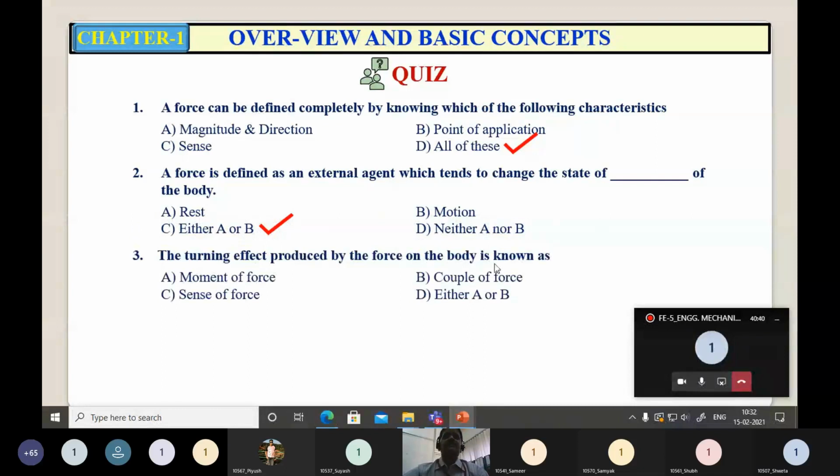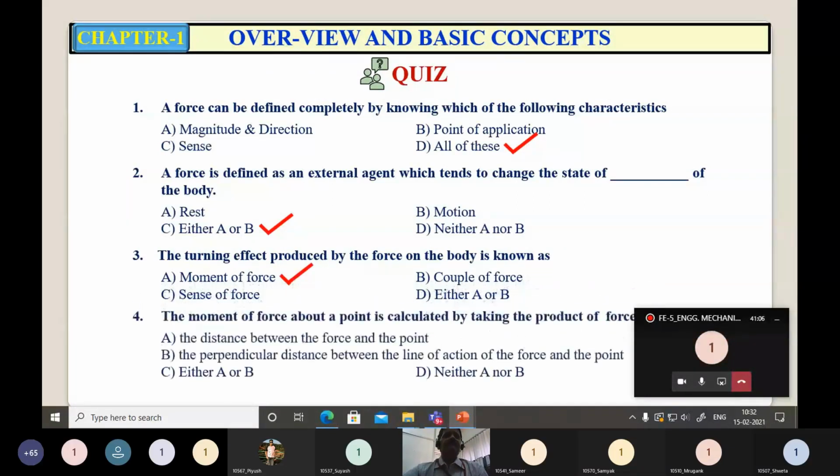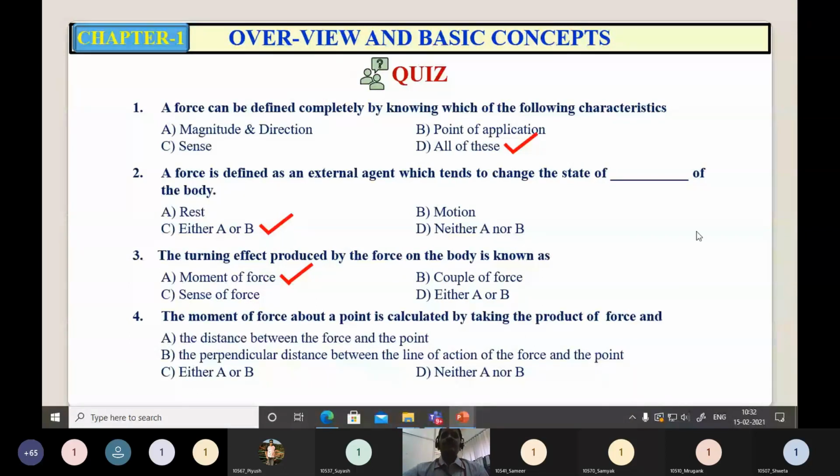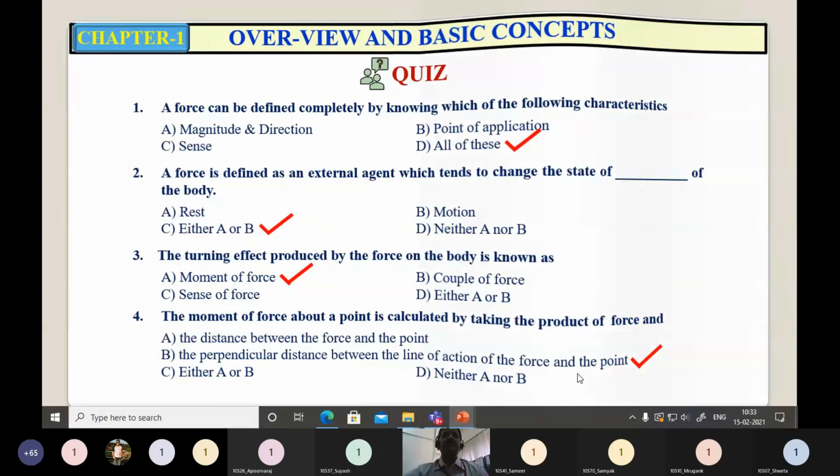The turning effect produced by the force on the body is known as the moment of force. The moment of force about a point is calculated by taking the product of force and the perpendicular distance between the line of action of the force and the point. It is not simply the distance between the force and the point. It is the perpendicular distance from the line of action of the force to the point.